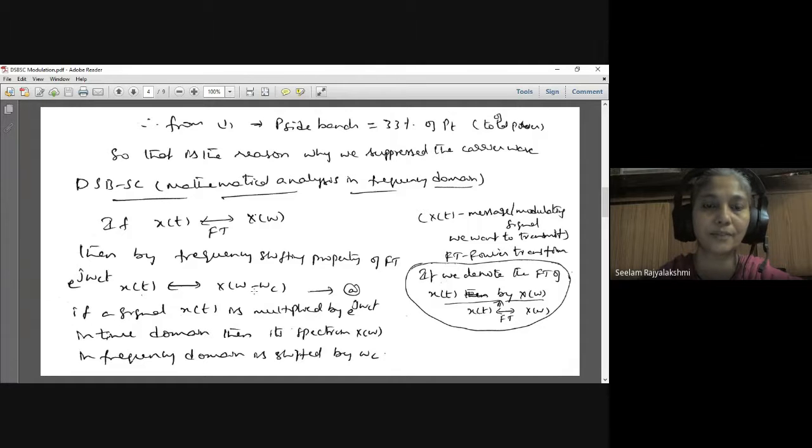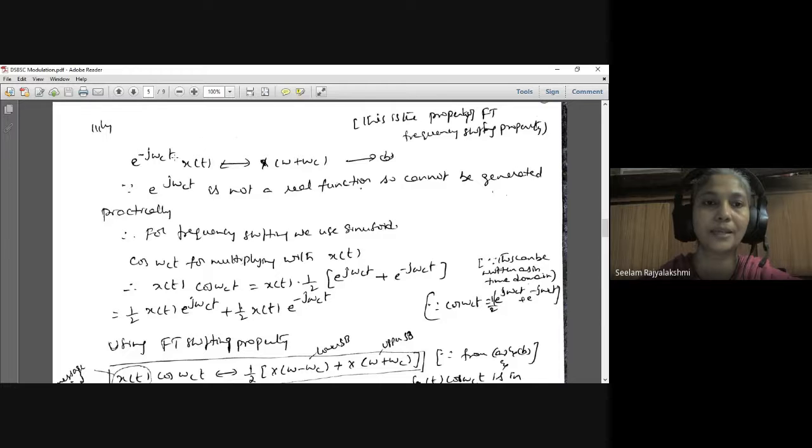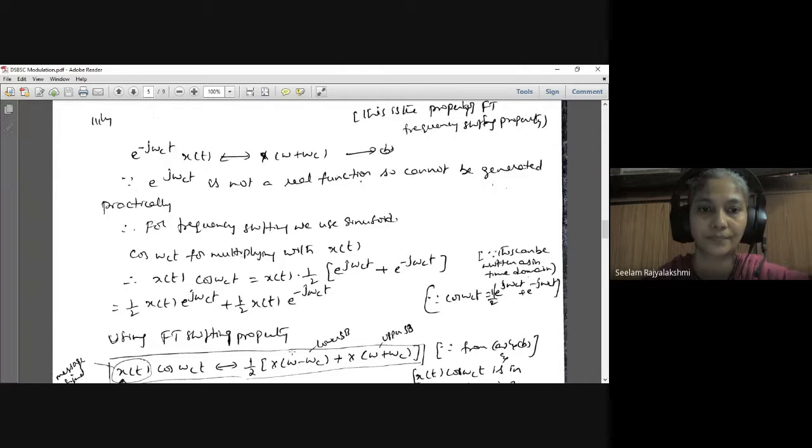This value equals x of omega minus omega c, and x of t into e power minus j omega ct gives x of omega plus omega c. That means we have to substitute equations a and b here. So x of t cos omega ct equals 1 by 2 of x of omega minus omega c plus x of omega plus omega c. That means we have substituted the values from a and b in this equation.